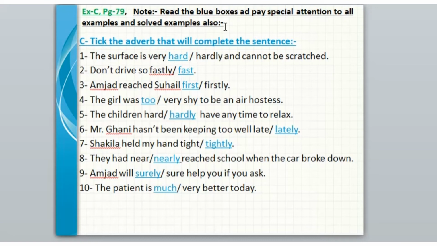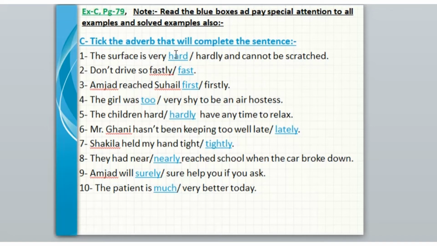Now exercise C says tick the adverb that will complete the sentence. You have to make a tick. In the lecture, you see I have made the correct answers in blue color and underlined them. I want my students to put a tick on top of the correct option. Whatever the question is asking you to do, do that. If it is asking you to make a tick, you have to make a tick on top of the option, not below, not bottom, not on the sides. It will become wrong. You just have to make a tick on top of the exact answer.